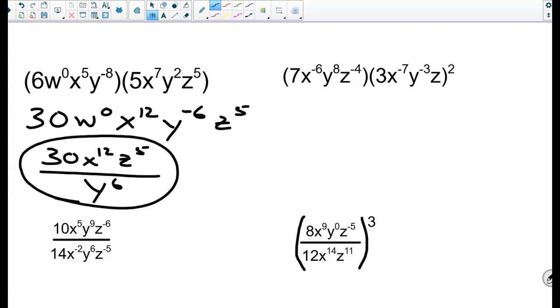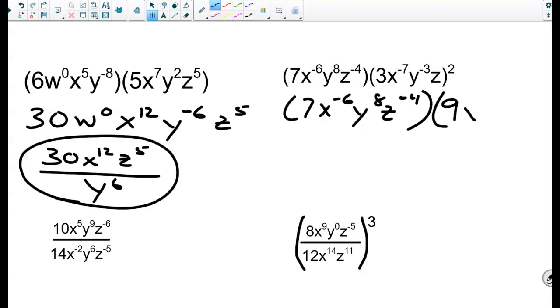All right, when there's an exponent outside a parenthesis, I need to deal with that. So I'm going to copy down the first parenthesis. There's no exponent outside it, so I don't need to deal with that one. It's 3 squared, which is 9. It's not 3 times 2. X to the negative 7 squared is x to the negative 14. Y to the negative 3 squared is y to the negative 6. And z to the first squared is z to the 2.